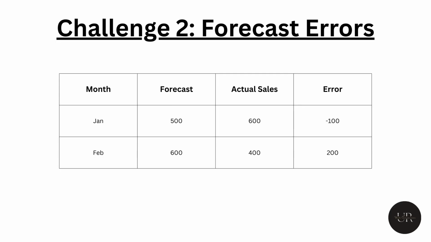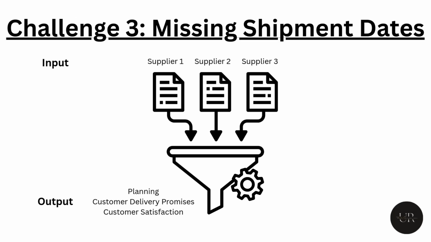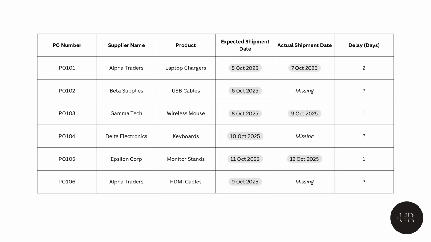Let's move to challenge number 3. When supplier shipment data is missing or delayed, it affects planning, delivery promises, and customer satisfaction. And the impact is inaccurate OTIF calculations, poor supplier ratings, and regular escalations. Because the actual date is missing, you can't calculate the delay. A few blanks can throw off the entire KPI dashboard.